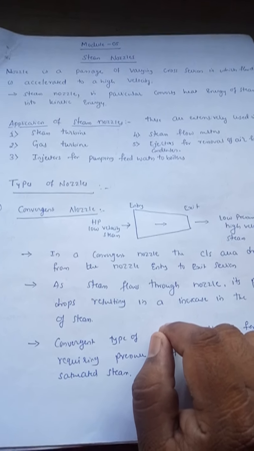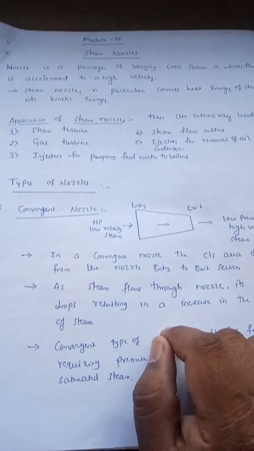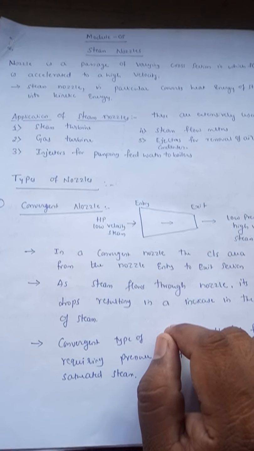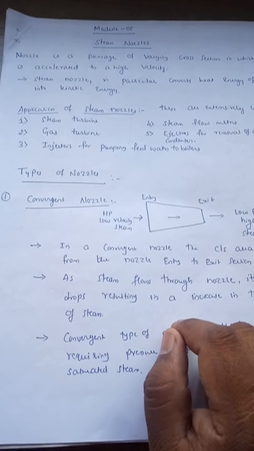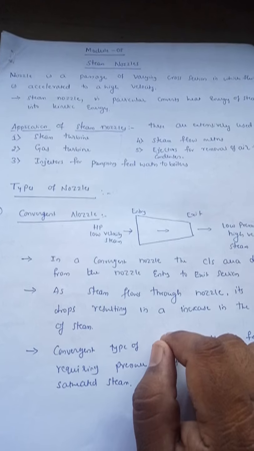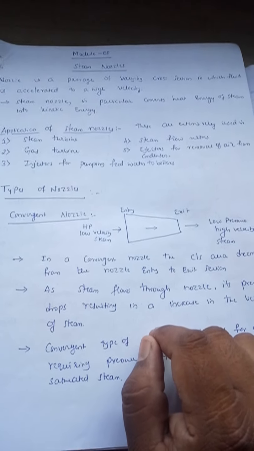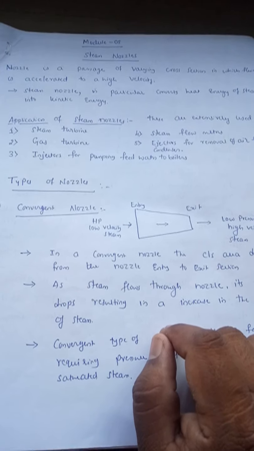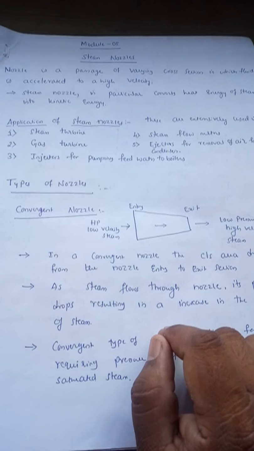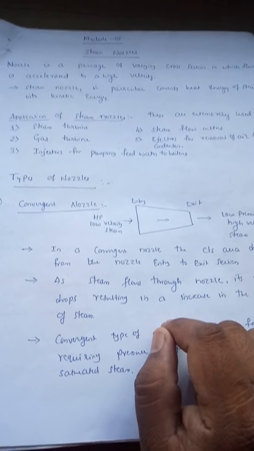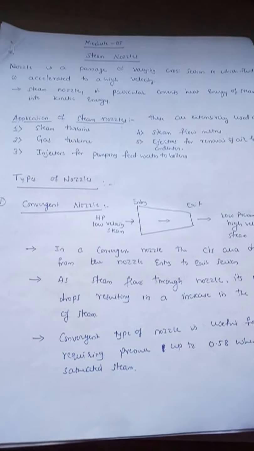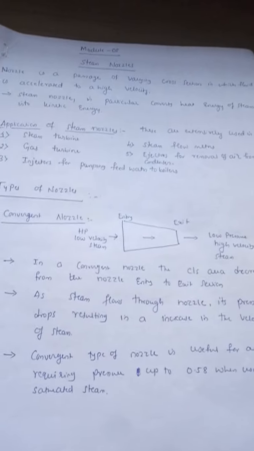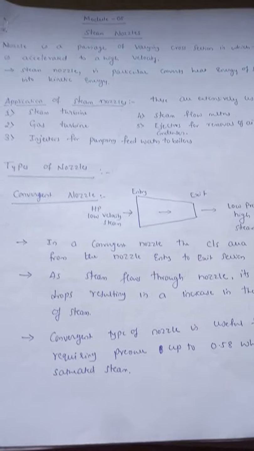The applications of steam nozzles are: it is used in steam turbines, and in gas turbines, with steam as the medium. Also steam flow meters, ejectors for removal of air from the condenser, and injectors for pumping feed water to the boiler. Means if you want to inject water into the boiler feed, injectors with these nozzles are used, right?